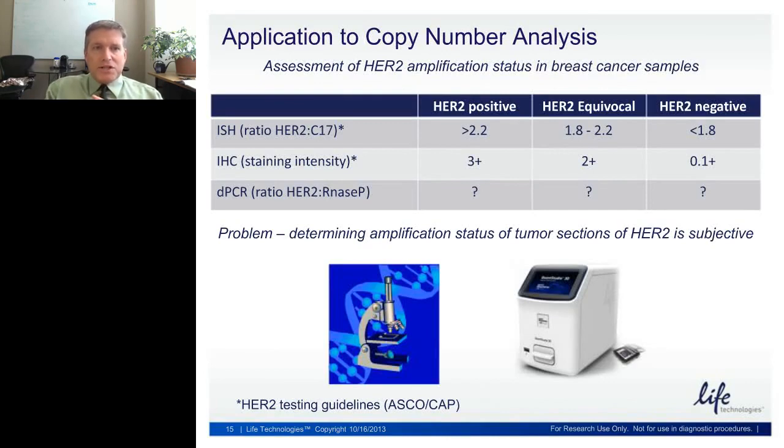Most users will start off with an in situ hybridization. If there's a ratio of HER2 to the centromeric locus of greater than 2.2, it's scored as HER2 positive. If it's less than 1.8, it's scored as HER2 negative. And if it's between 1.8 and 2.2, it's scored as HER2 equivocal. As I mentioned, others might use in situ histochemistry to look for an amplification, but that is very subjective because it's difficult to quantify the amount of staining that you get. So the question is, can digital PCR provide a more accurate method of analyzing HER2 amplification?